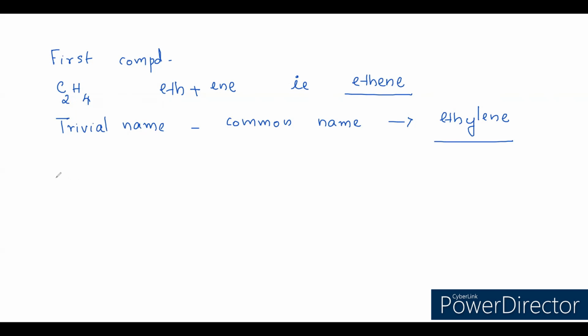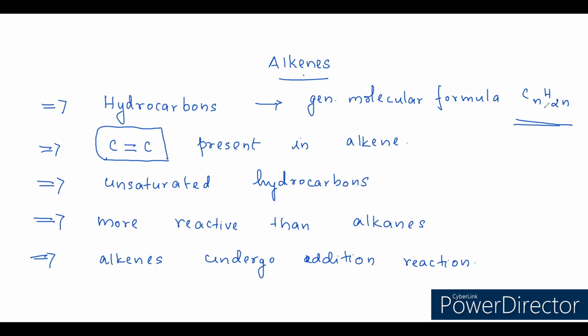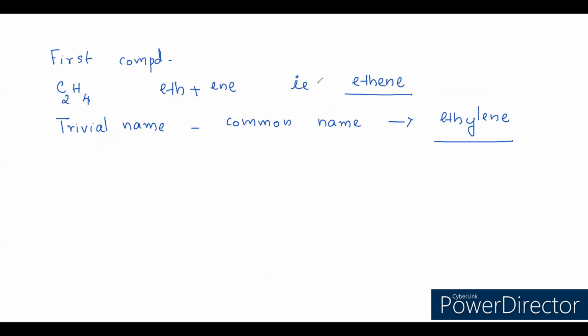Now, the general molecular formula we understood, with the presence of C double bond C. They are unsaturated, and they are more reactive than alkanes because they are able to undergo addition reactions. So let's see what kind of addition reactions, what are the examples of addition reactions of ethene. Before that, the structural formula.